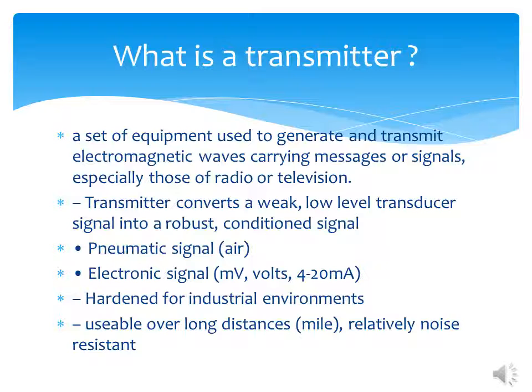What is a transmitter? A set of equipment used to generate and transmit electromagnetic waves carrying messages or signals, especially those of radio or television. A transmitter converts a weak, low-level transducer signal into a robust, conditioned signal. Pneumatic signal. Electronic signal. Hardened for industrial environments. Usable over long distances, relatively noise-resistant.